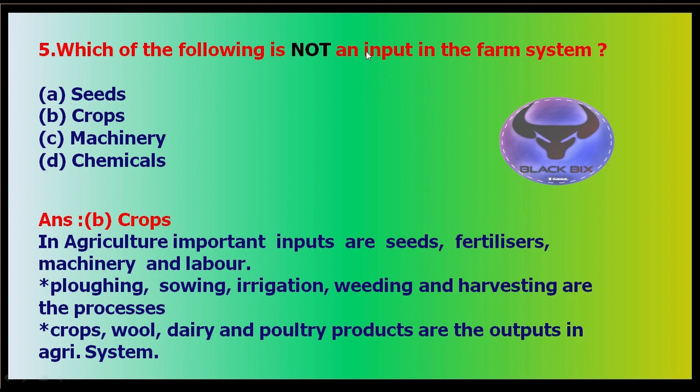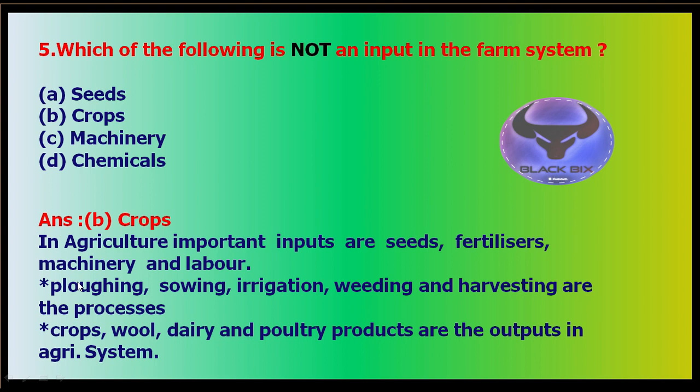Crops are not included as input. In agriculture, important inputs are seeds, fertilizers, machinery, and labor. These are all inputs, while plowing, sowing, irrigation, weeding, and harvesting are the processes. So basically there are 3 things: first is input, then process, then the outcome, right? The inputs are seeds, fertilizers, machinery, and labor.